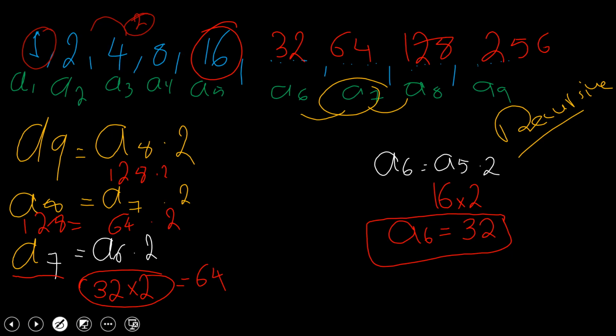So look here, I need a sub 9. I have to go back and find all of the previous terms that come before it, that can help me now to find a sub 9. So which one is easier for you? Yes, it would be the explicit. Why? Because for the explicit formula, I need only the first term to find any number of terms that I need.